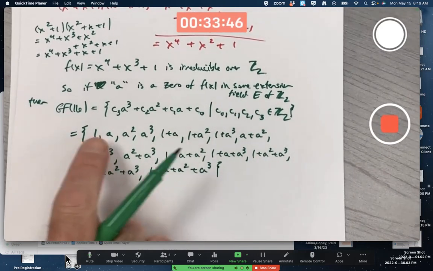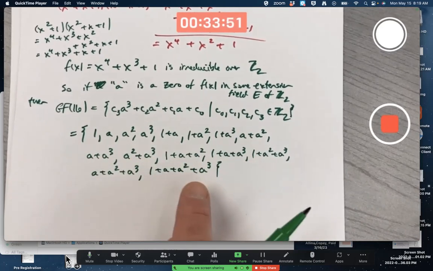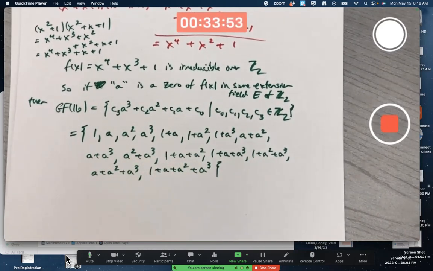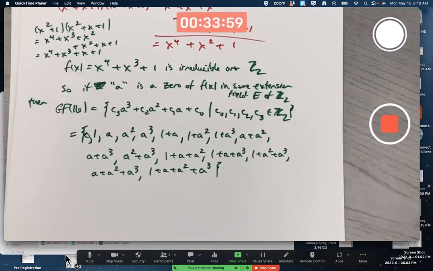Did I miss any? 1, 2, 3, 4, 5, 6, 7, 8, 9, 10, 11, 12, 13, 14, 15. Oh, I must have missed something. Oh, I missed something very simple. Well, the ones there, 0. That's what I missed.